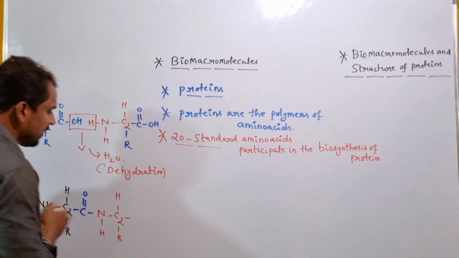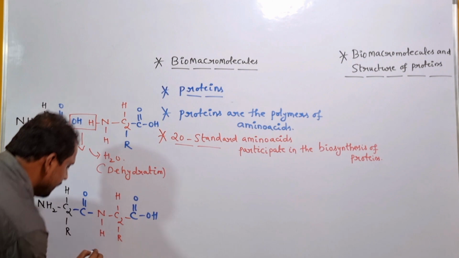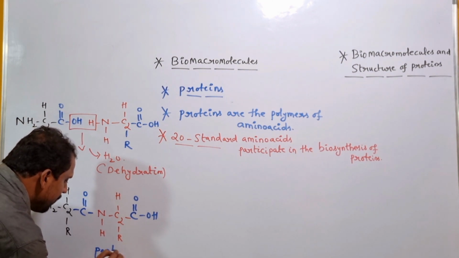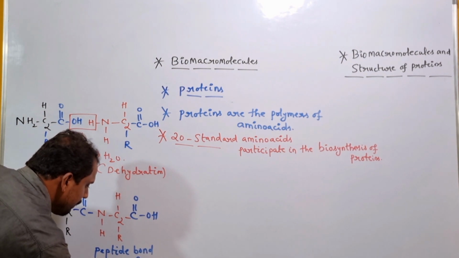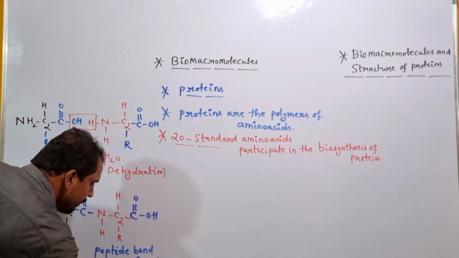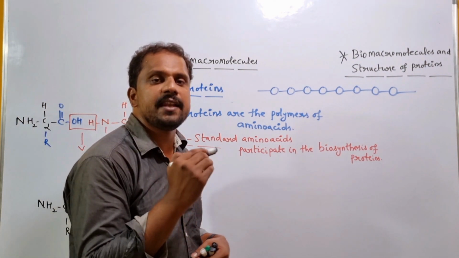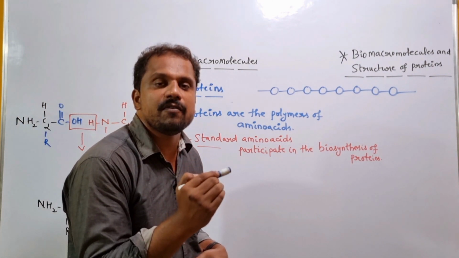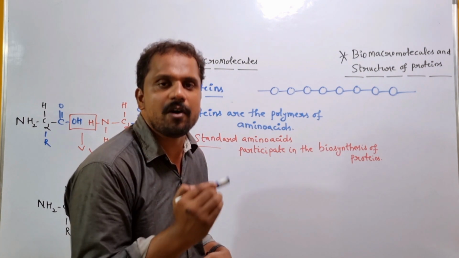So here it is nothing but the peptide bond formation, right? Peptide bond formation. And in this way, all these 20 amino acids are capable of remaining in association in order to form one specific biological protein. So here most of the biological proteins are heteropolymeric in nature.